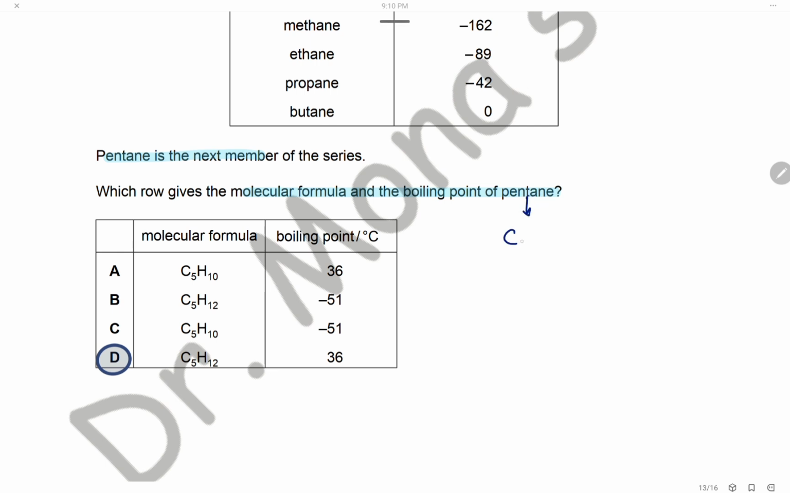Pentane has 5 carbon atoms, and in alkanes the number of hydrogens is double the number of carbons plus 2, so it will be 5 times 2, 10, plus 2, which is 12. The molecular formula will be C5H12, and the boiling point will be 36, because as we can see, by increasing the number of carbons, the boiling point increases. So pentane has a much higher boiling point than butane. Butane's boiling point is 0. So for pentane, the boiling point will be 36.